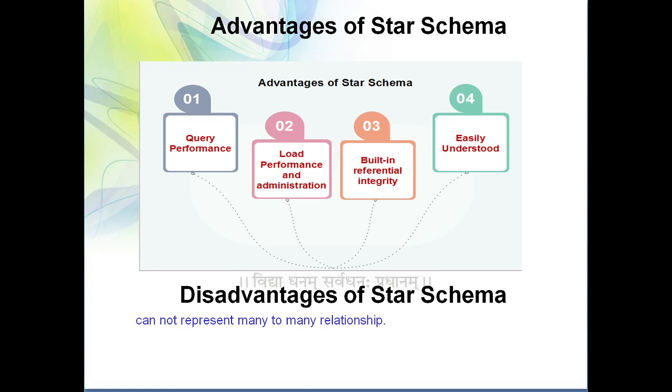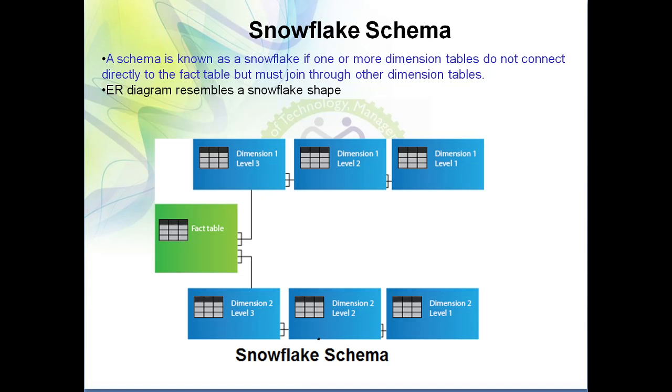So these are the various benefits, and one of the drawbacks of a star schema is that we cannot represent many-to-many relationship. This star schema works on the concept of one-to-many kind of relationship, but many-to-many kind of relationship is not represented with the help of star schema. So that problem is overcome in the snowflake schema, that we understand.